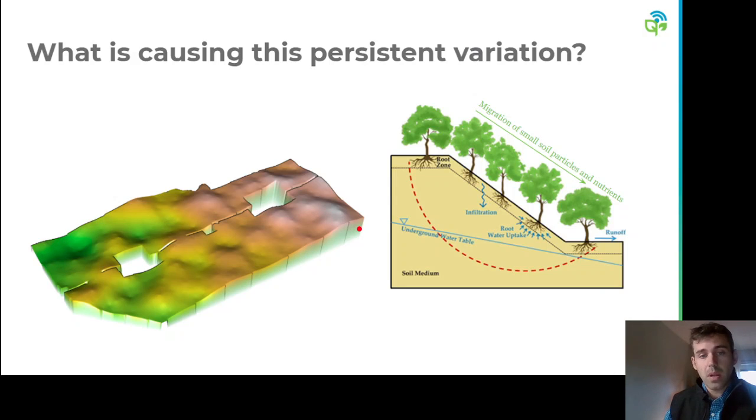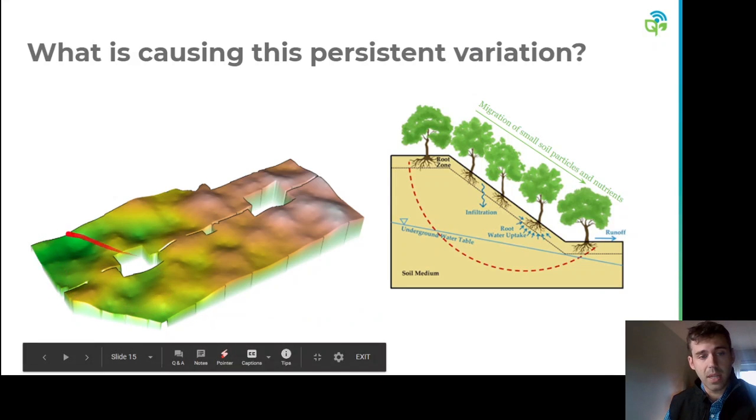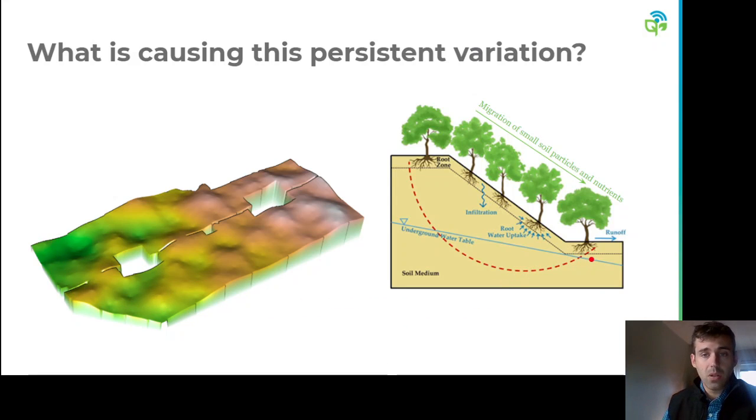And what is going on is that when we have these subtle differences in elevation, there's a different access to the underground water table. So when we have valley-like sections like this, the trees have better access to the water table. And also, small soil particles and nutrients tend to travel to those zones through the runoff or other processes.